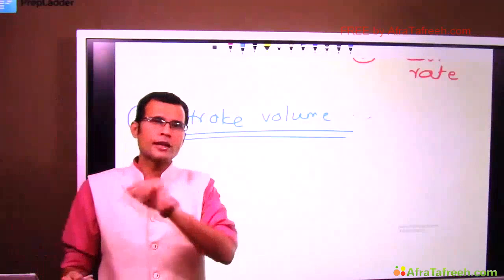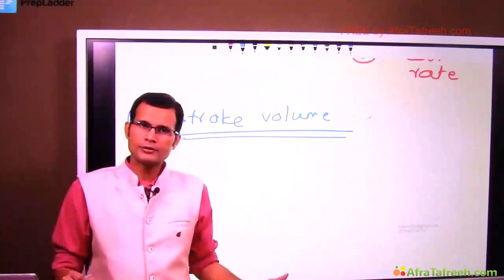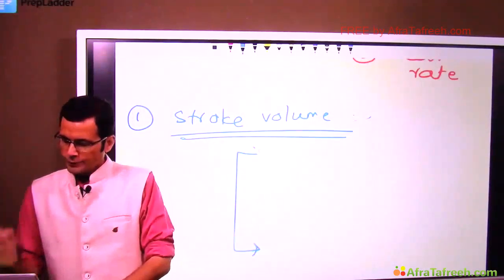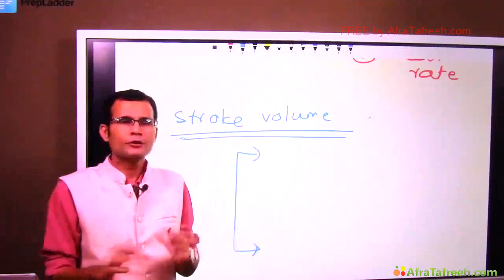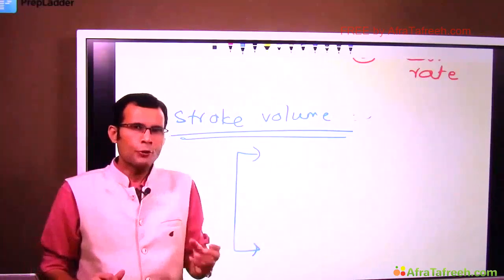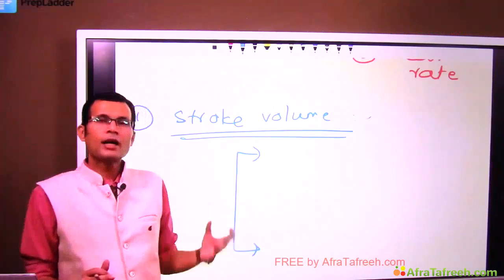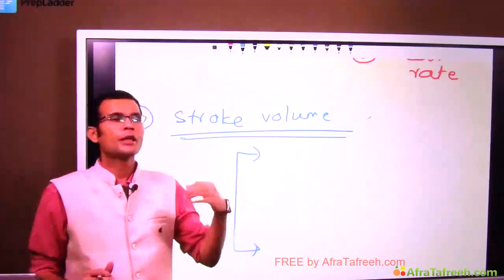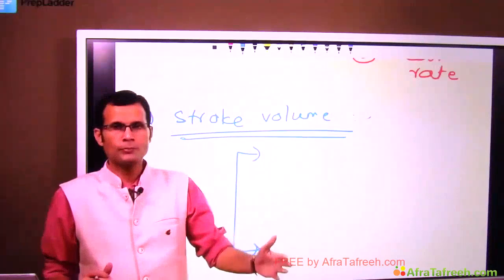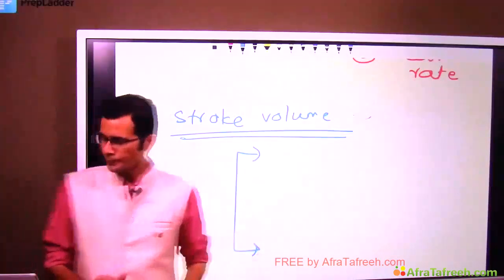Stroke volume itself depends on what? It's determined by what factors? Stroke volume is determined in two ways. First of all, look, stroke volume depends on the strength of contraction of the heart, isn't it? If the heart is contracting stronger, it will eject out more amount of blood in every stroke or every systole. So stroke volume will be higher and cardiac output will be greater.